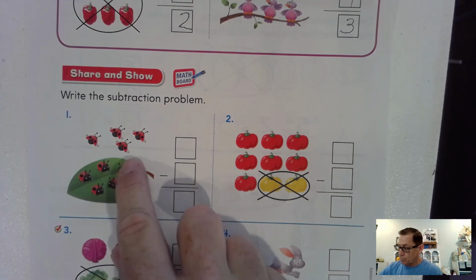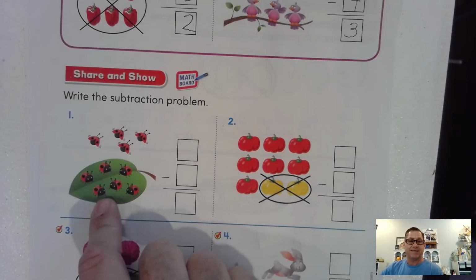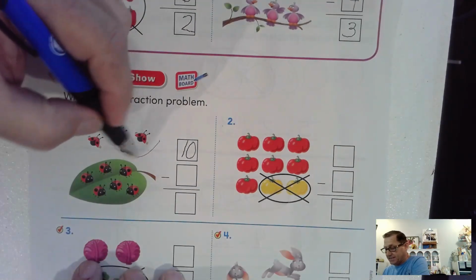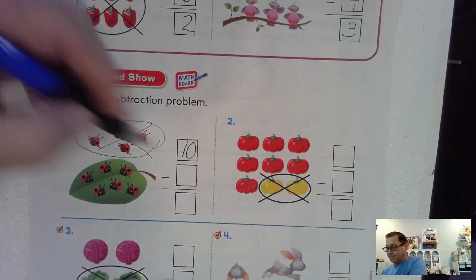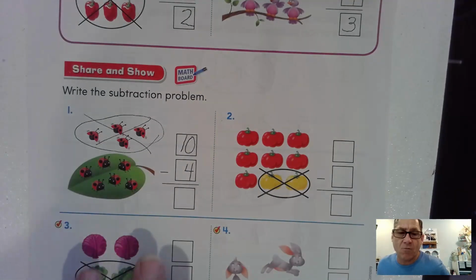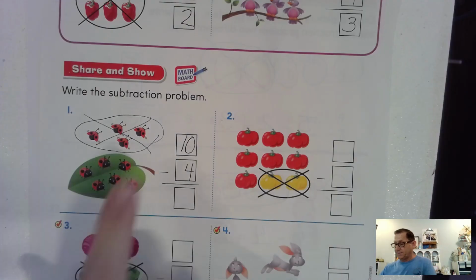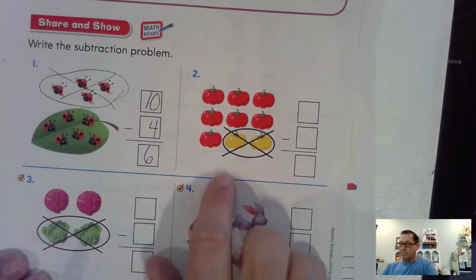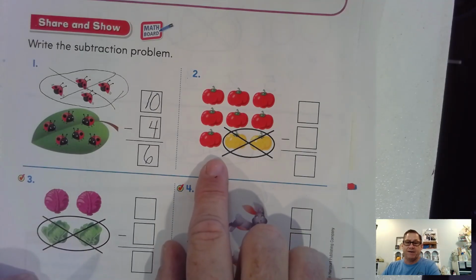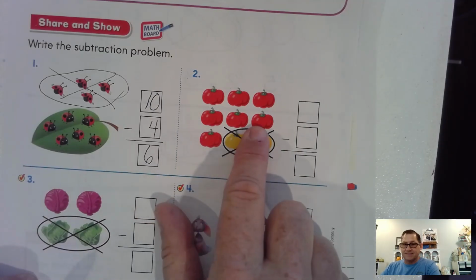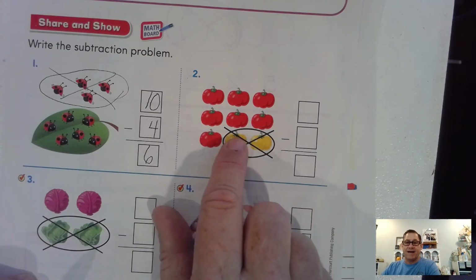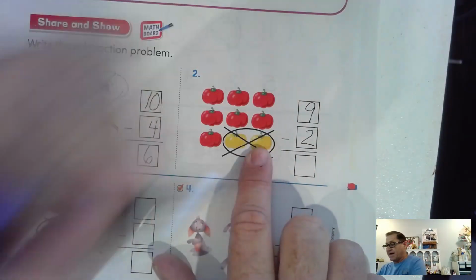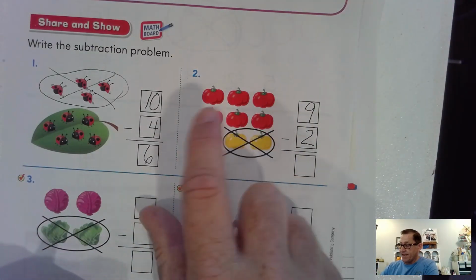So I see 1, 2, 3, 4, 5, 6, 7, 8, 9, 10. 10, and these 4 are flying away. So 10 minus 4 is what? 2, 4, 6. There are still 6 ladybugs on the leaf. Okay, number 2. How many tomatoes do we have here? We have 3, 4, 5, 6, 7, 8, 9. We have 9 tomatoes total. We're taking away 2 of them. How many do we have left? 3, 4, 5, 6, 7.